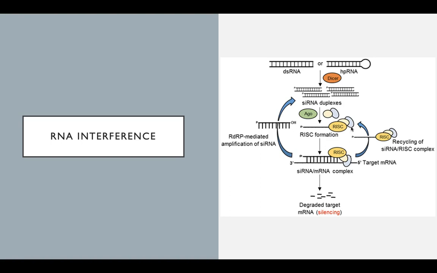The reason for this is the amplification of siRNAs by an RNA-dependent RNA polymerase, the RDRP, which is seen on the left of this siRNA and RISC complex. This shows the amplification of siRNA, and that's why it's going back up from the siRNA mRNA complex back up to siRNA.